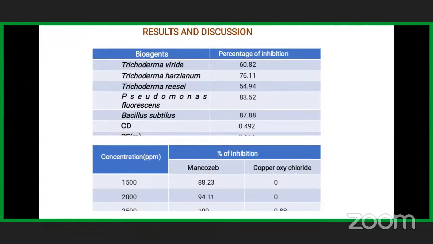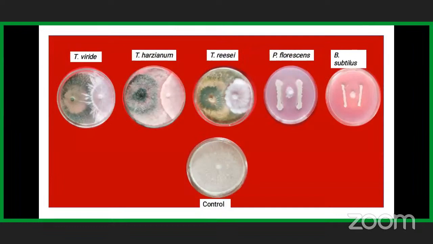And coming to contact fungicides, that is mancozeb and copper oxychloride. Mancozeb inhibits the mycelial growth completely at 2500 ppm concentration. This is the picture that shows the antagonism of various bioagents against Sclerotium rolfsii.